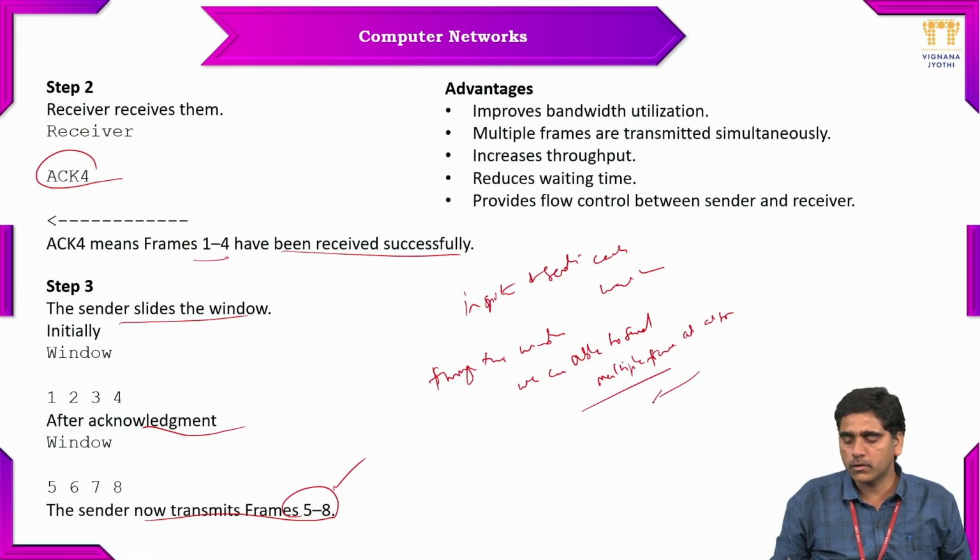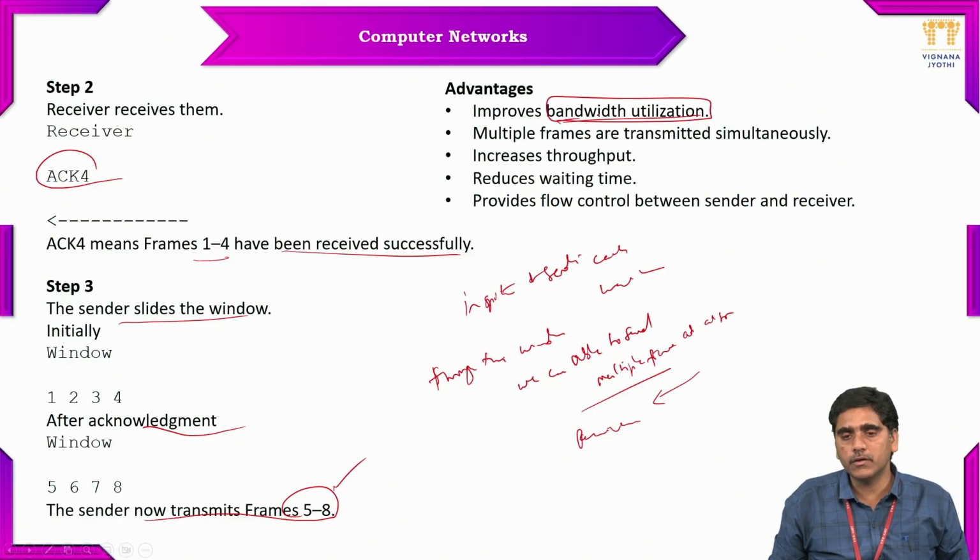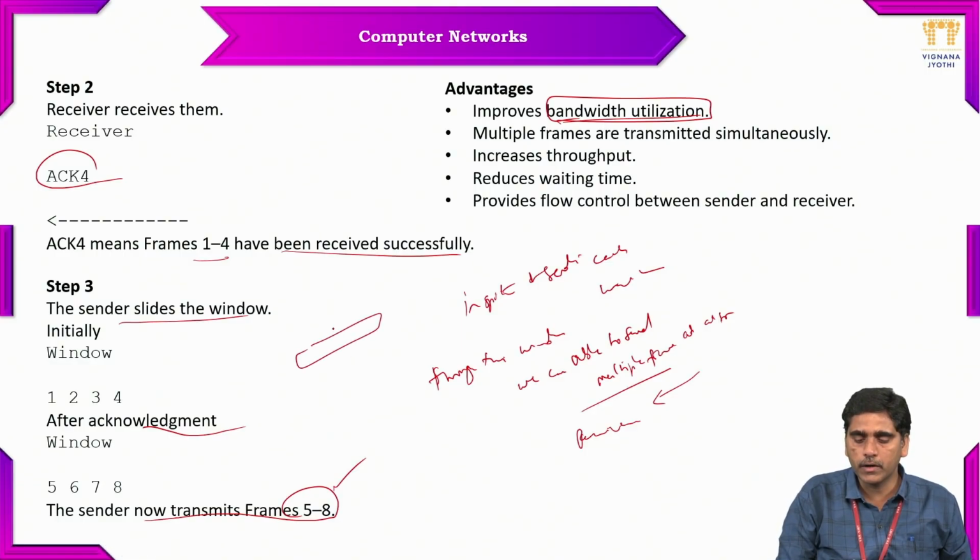After receiving all the frames, the receiver sends an acknowledgement that 4 frames have been received, so that the sender can send the remaining available frames. This is the main working principle of the sliding window protocol. If you see the advantages, it improves bandwidth utilization because there is no need of waiting for each and every frame, each and every acknowledgement. So the bandwidth is properly utilized.